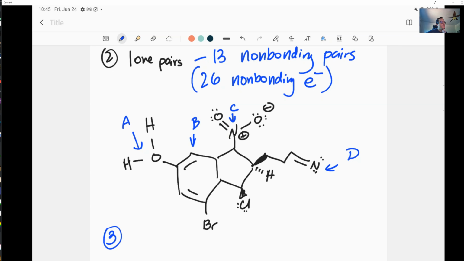I count 3, but I'm not sure if I need to include the nitrogen that's on the other side of the oxygen. The nitrogen, no, because the nitrogen has a double bond on it, meaning it's going to be sp2. So which are the 3? The oxygen, well, both oxygens, the bromine and the chloride. So that's 4. Oh, okay. Which is correct, it's 4.